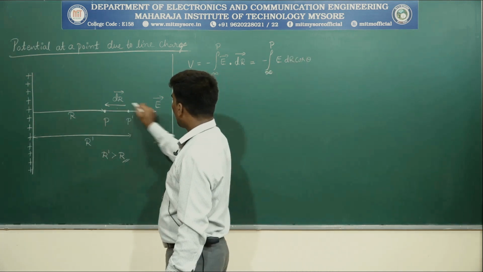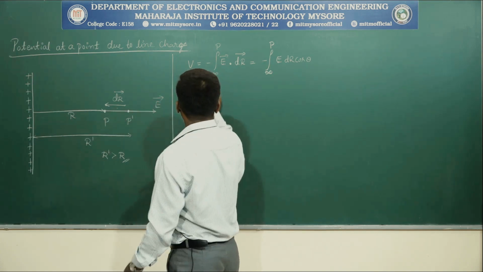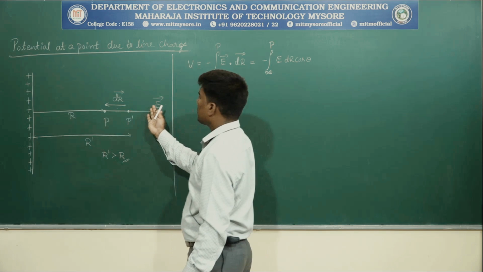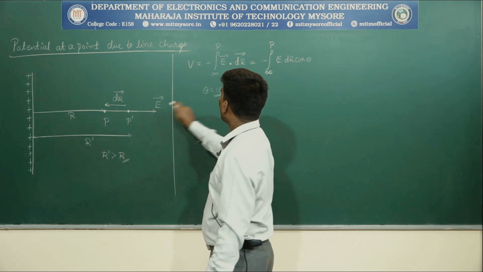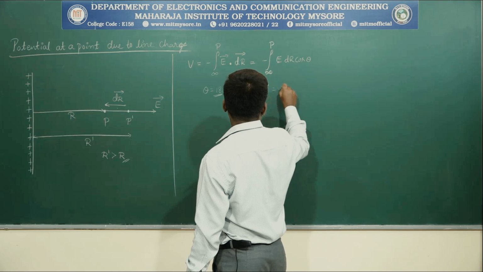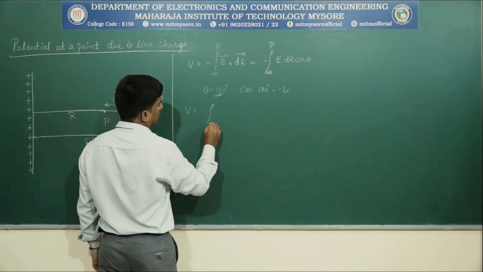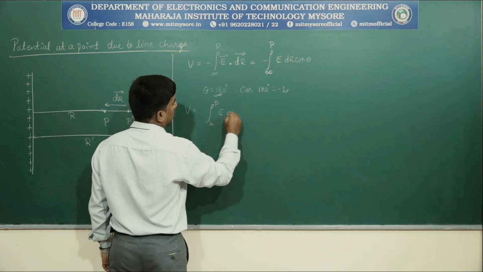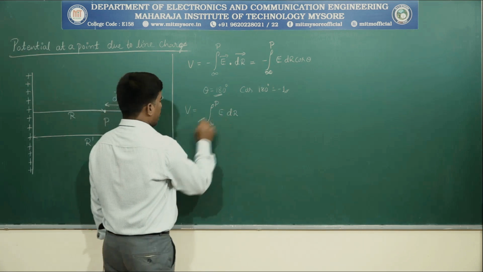What is the angle between dr and E? Both are 180 degrees out of phase, in opposite directions. Therefore, theta is equal to 180 degrees, and cos 180 degrees is equal to minus 1. Then the above equation becomes V is equal to the integral from infinity to P of E dr.